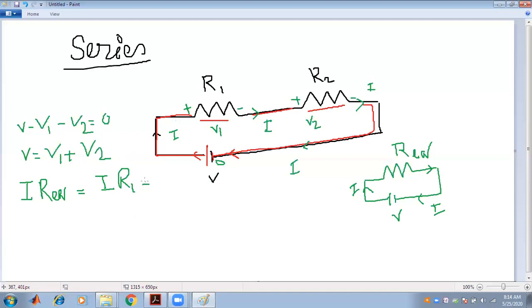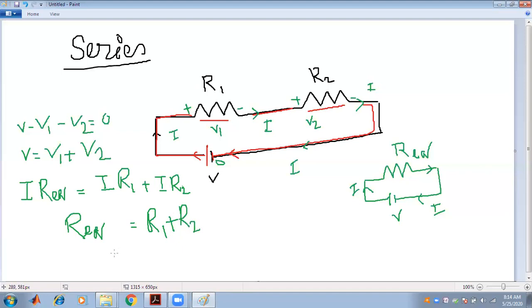And what is the V2? Plus V2 equal to I into R2. So what is the R equivalent? The R equivalent of the series connection that we have obtained is R1 plus R2, only the summation of the resistance.